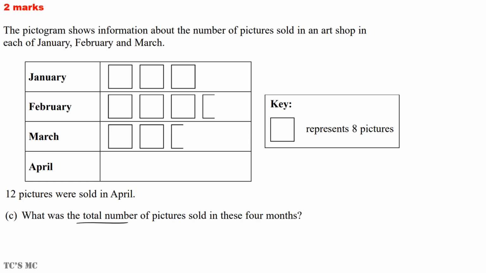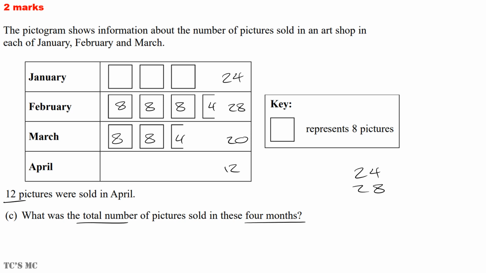What was the total number of pictures sold in these 4 months? January, remember, was 24. February is 8, add 8, add 8, add 4, which gives us 28. March is 8, add 8, add 4, which gives us 20. And then April is 12. For the first mark, we need to show that we are adding, so I am going to set it out like a column addition. Now I have 1 mark. If I add 4, 8, 0, and 2, I get 14. 1, add 2, add 2, add 2, add 1 is 8. So having a final answer of 84 would get me the second mark.